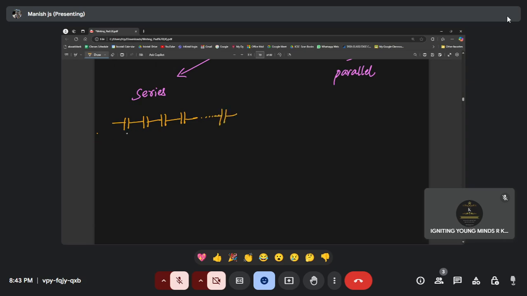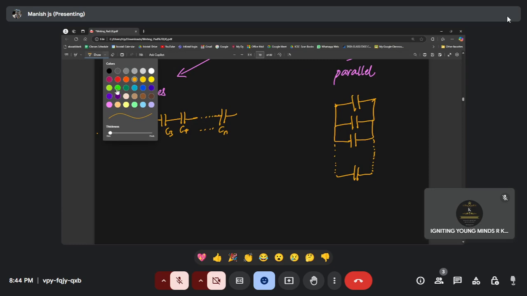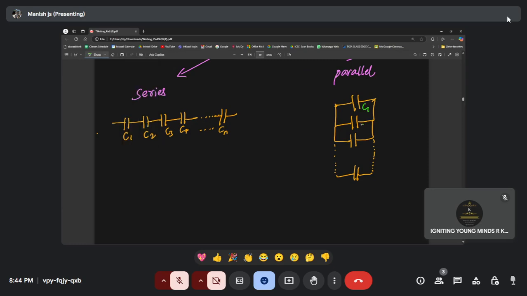Say this is the first capacitor C1, C2, C3, so on until Cn. This type of connection is called series connection. And in parallel connection, first you have C1. Now the next one I'm connecting below it, like this, one below the other. This type of connection is called parallel connection. I hope it is now clear. We can call it C1, C2, C3, so on until Cn.